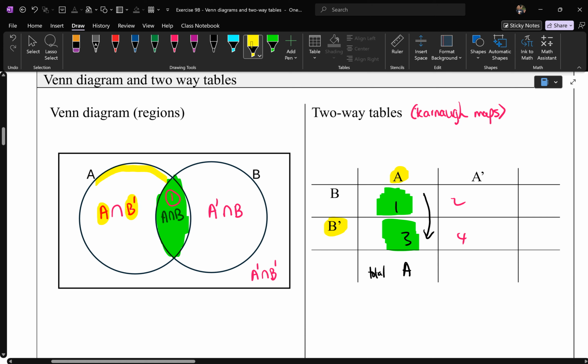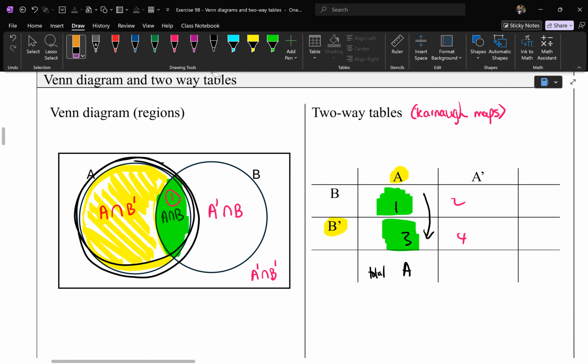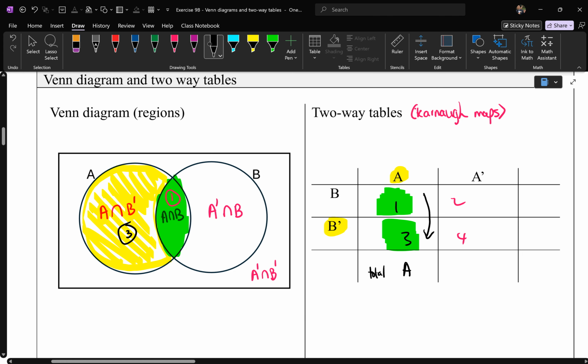So this region that I'm coloring now in yellow, if you add the yellow region and the green region together, can you see it actually gives you all of A? This is all of A, true? So yellow and green regions colored together give you all of A. And so that means this must then be region number 3.